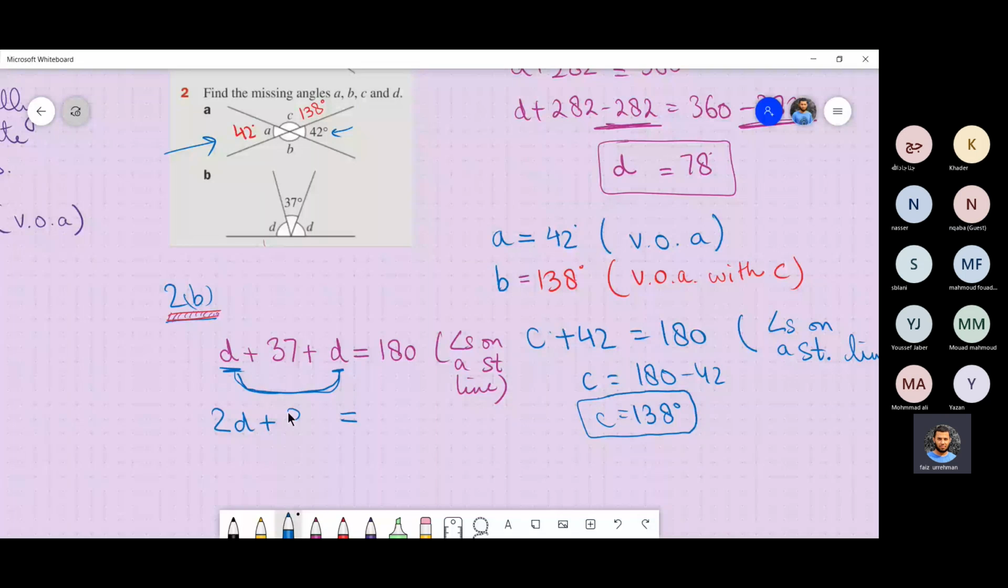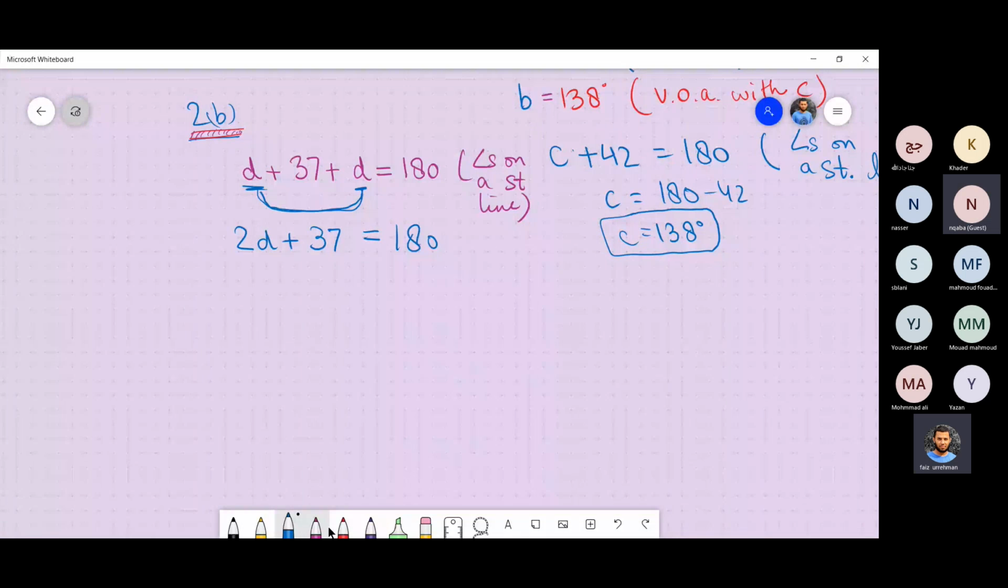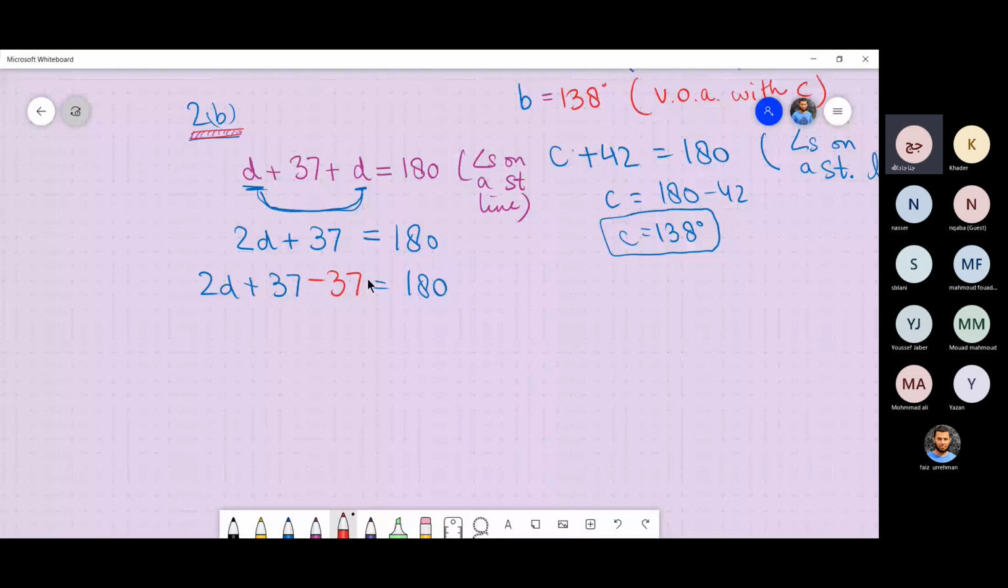This is the simplification. Now we will remove the 37 at this position, so 37 minus 37 on both sides. Okay, now solve and tell me. I'm waiting. Everyone, not only you, everyone. Solve from here and tell me what will be the value of D.